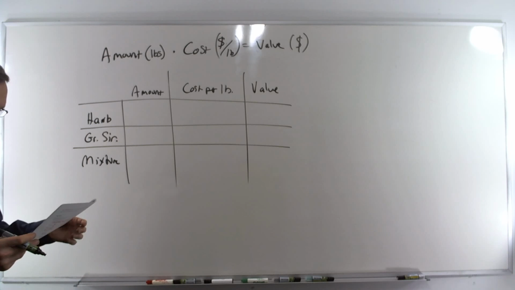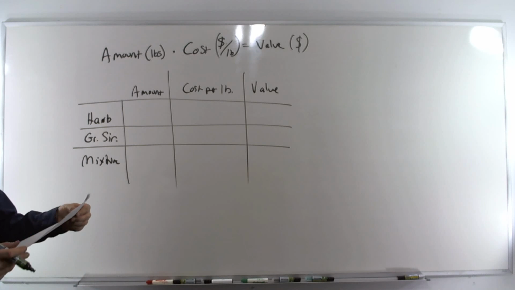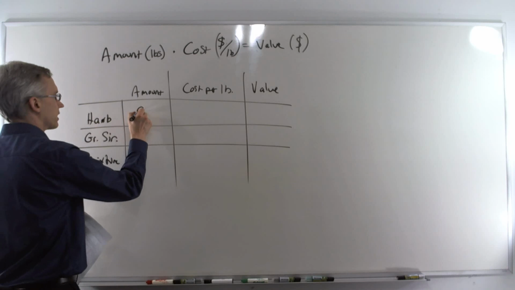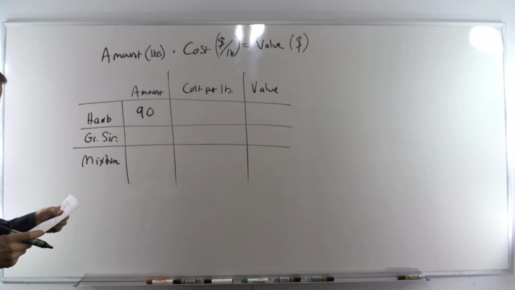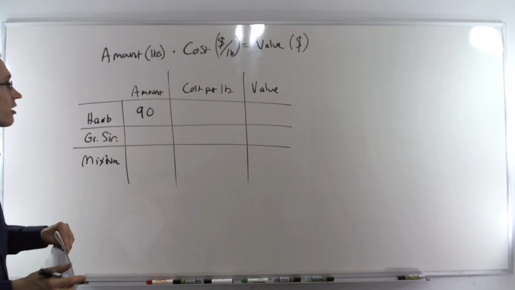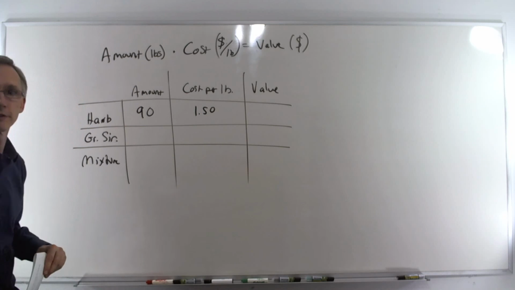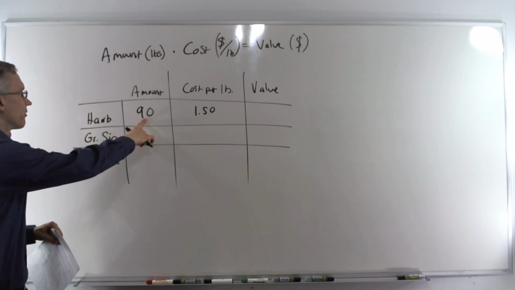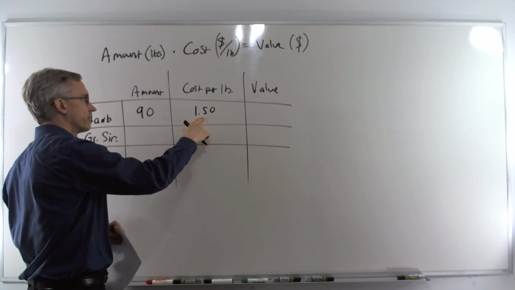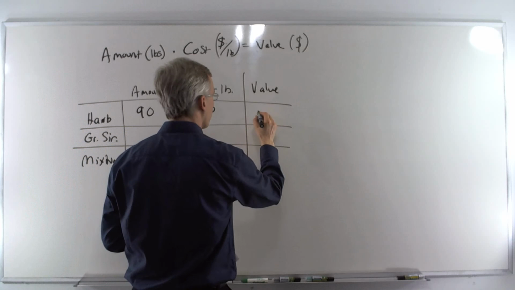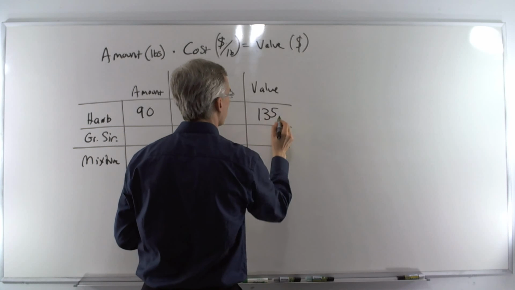Now let's fill in the values we know. We have 90 pounds of hamburger, so that's how much you put in there. And we know that it costs $1.50 per pound. Now we want to find the total value of 90 pounds of hamburger at $1.50 per pound. Multiply those together, we get $135.